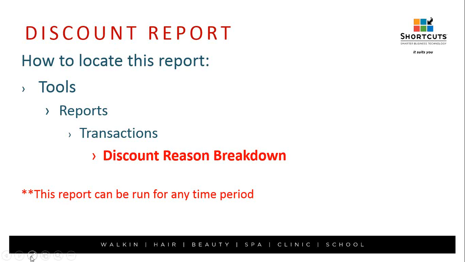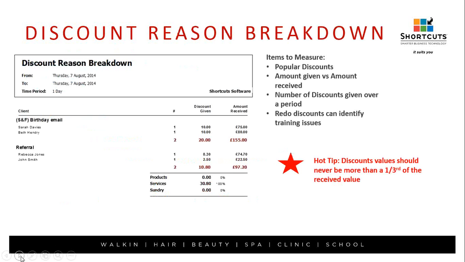I've created one to give you a breakdown of what it should look like. Here we've got our discount reason breakdown report, and it's got our discounts. You can see that I've got a set and forget birthday email, and I've got 2 clients under that. I have a referral discount as well, and 2 clients under that one as well. So what we're looking at is how many clients over a period have had that discount.